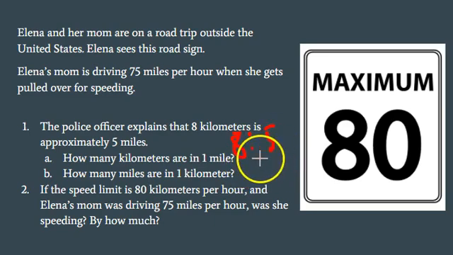Well, what is it for 1 mile? Five can go into 8 one time. You get a 3 left over, and then you put that 0. You got 5 going into 30 six times. So it's 1 6/10 kilometers is the same as 1 mile. So it's about 1 6/10 kilometers for 1 mile.